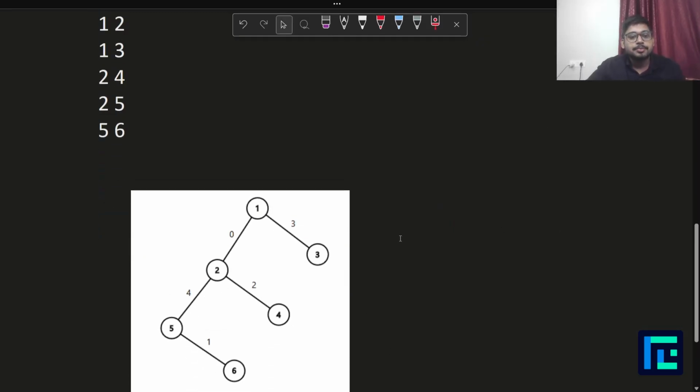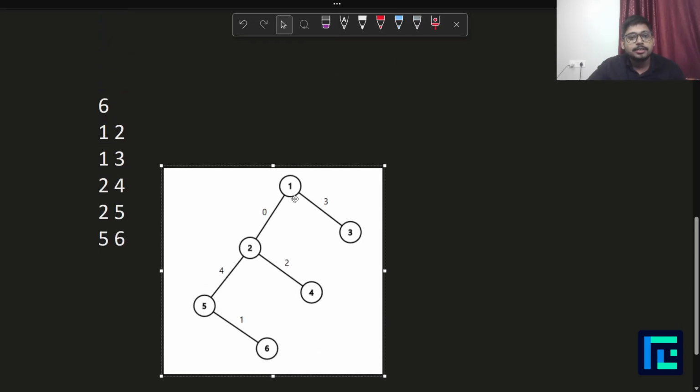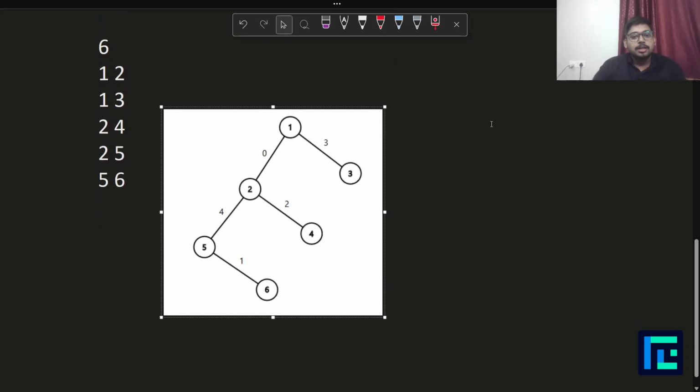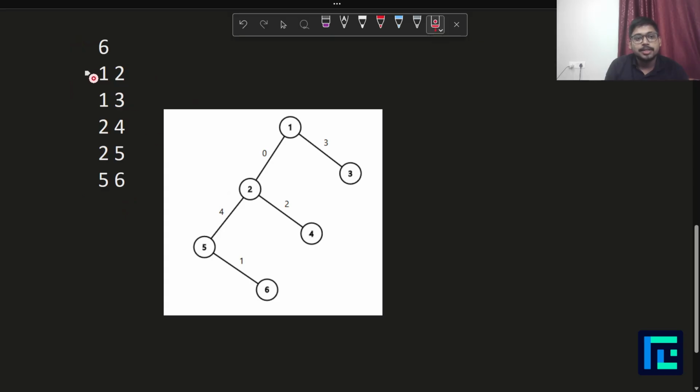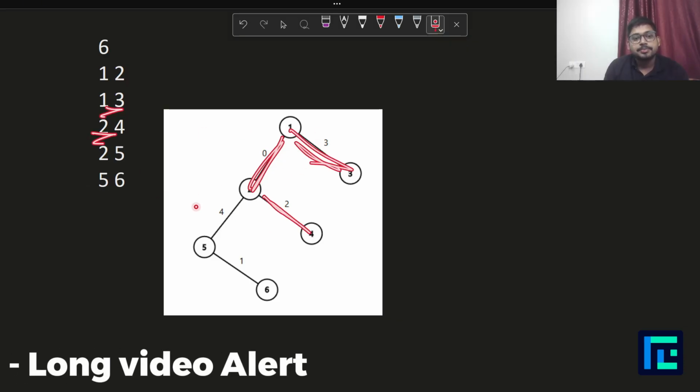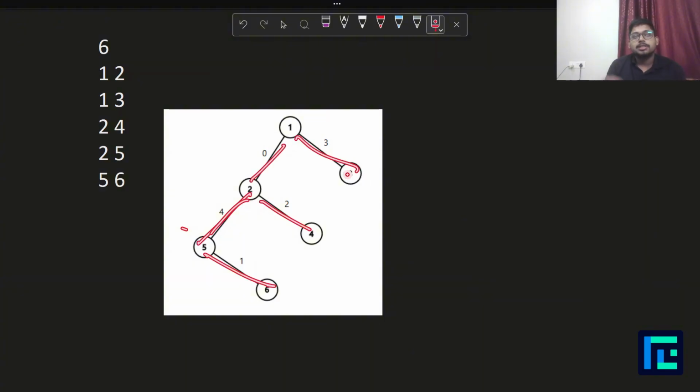Okay, so if we look at this second test case, this is the tree given to us. This is in the form of the test case, the tree that we get. There's an edge from 1 to 2, from 1 to 3, from 2 to 4, from 2 to 5, and from 5 to 6. So information about these edges is given and n is 6, so there are 6 nodes. That's what is given to us.